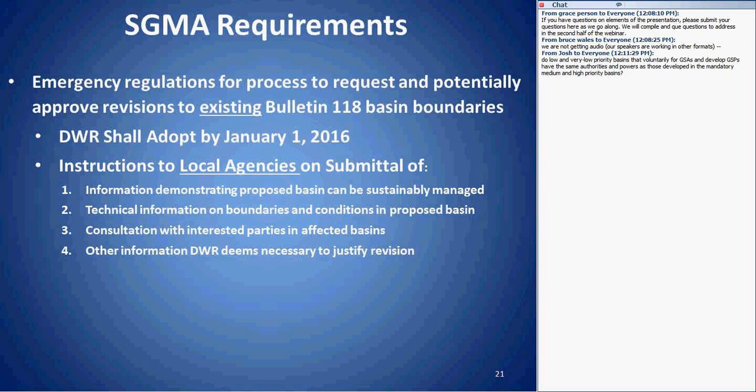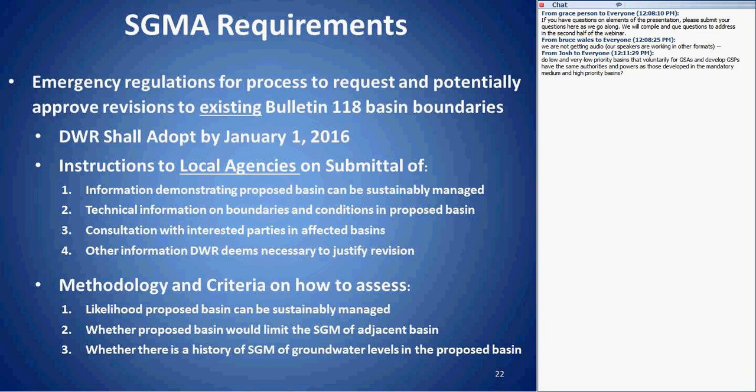The four key pieces of information that need to justify a boundary revision: one is information demonstrating the proposed basin can be sustainably managed; technical information on the boundaries and conditions in a proposed basin; communication with interested parties in affected basins and adjacent basins; and any other information DWR deems necessary to justify a revision. So the urgency regulations that we'll be creating will have clear instructions on, and further detail, what type of information complies with each one of these four components.